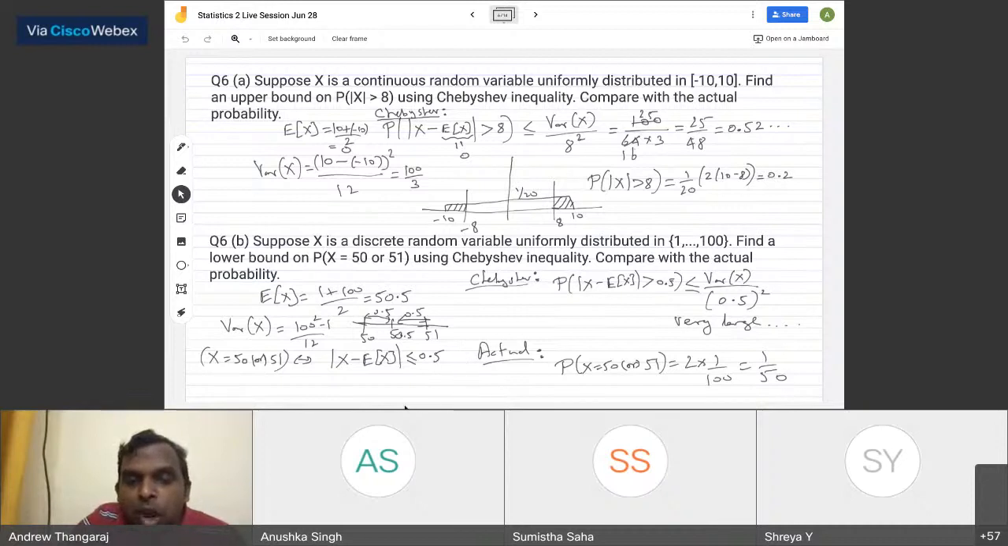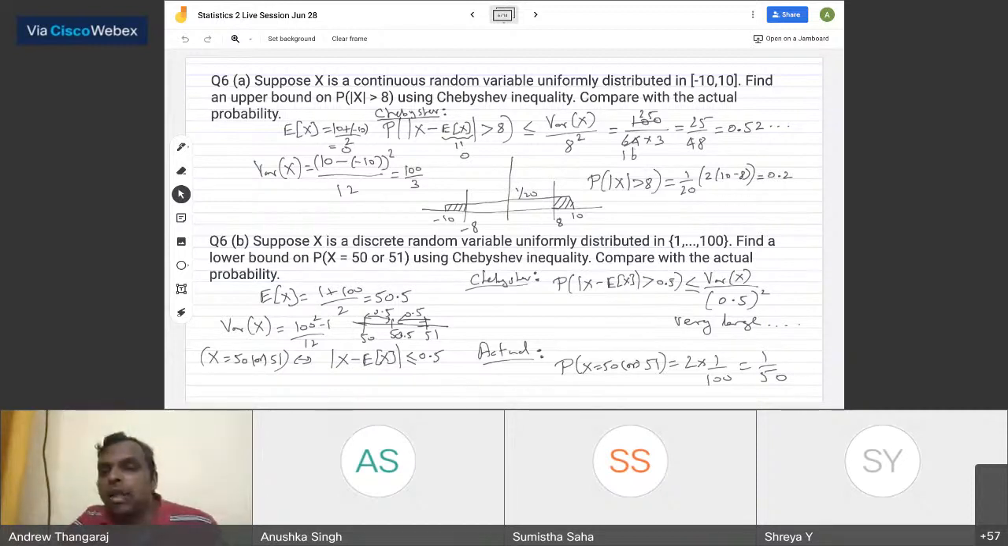Okay, so I've drawn a little picture here. I don't know if you can see this picture. Please zoom in and see it. 50.5 is the expected value. 50 is on one side, 51 is on the other side. The distance between these two is 0.5. So X equal to 50 or 51 is the same as the event absolute value of X minus expected value of X is less than or equal to 0.5. Is that fine?